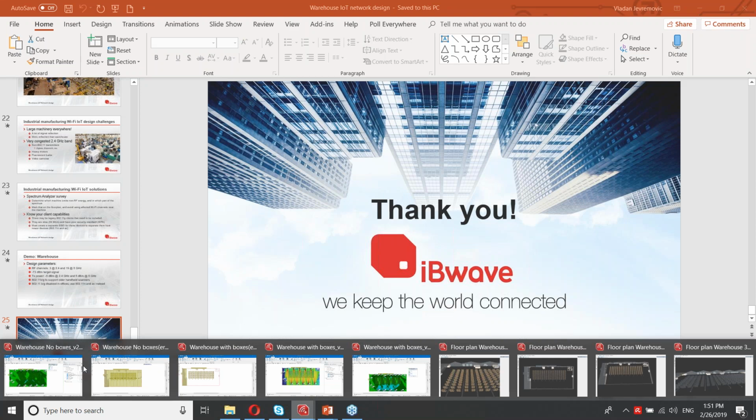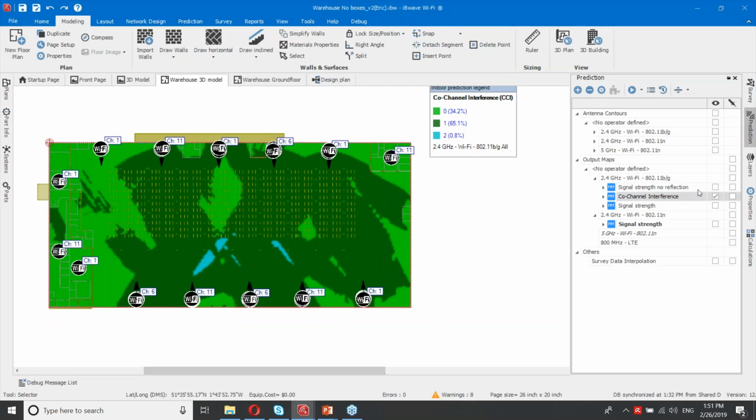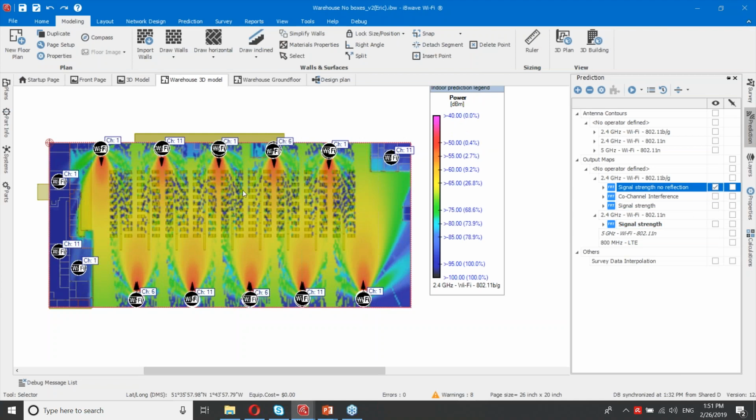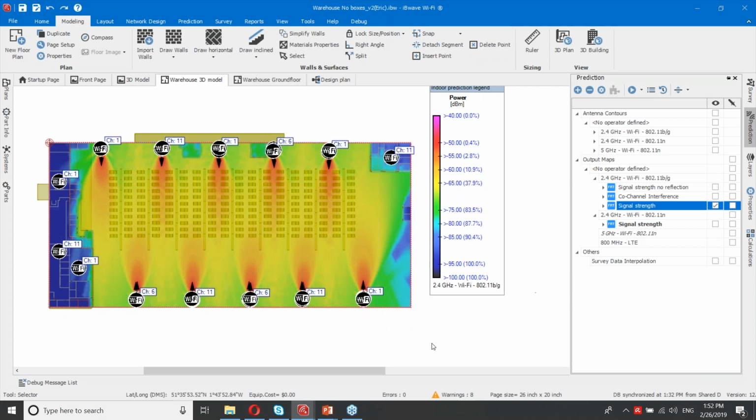Here is again with no reflection, and you see there are holes, and then this is with reflection. So reflection has to be taken into account when you are doing the prediction. You just should not rely on a single array propagation analysis.